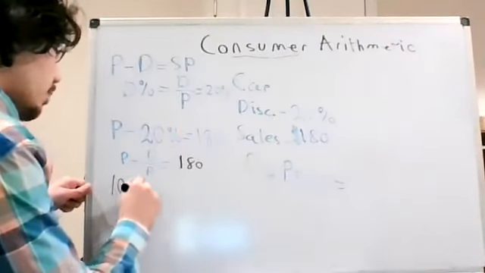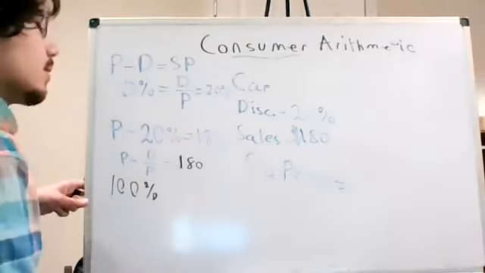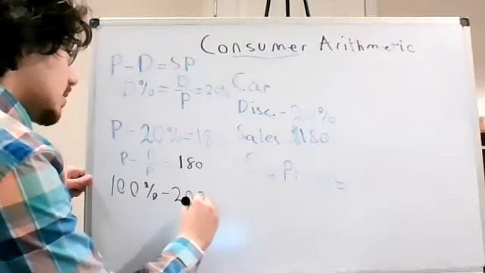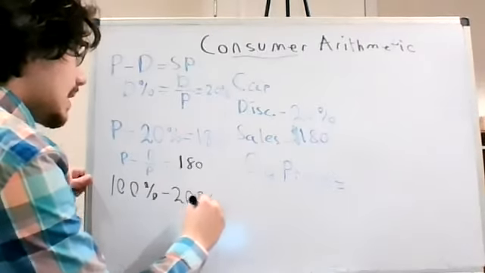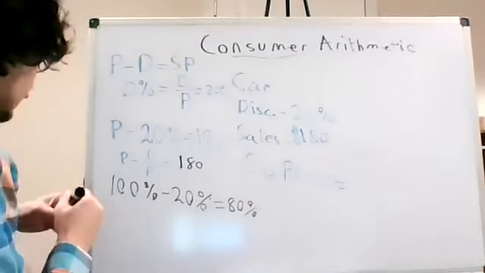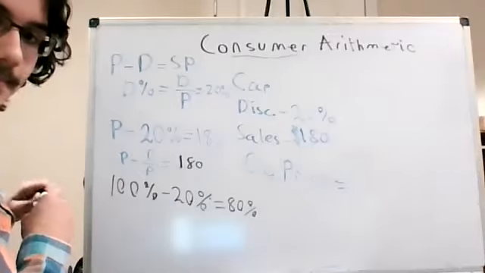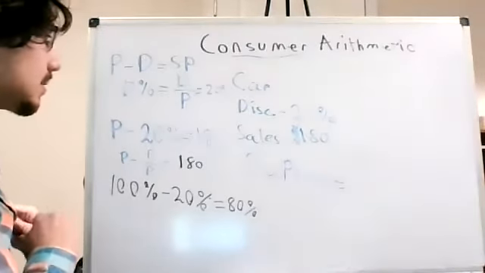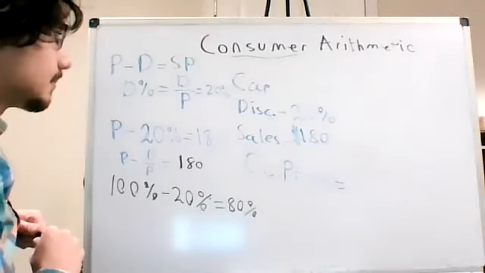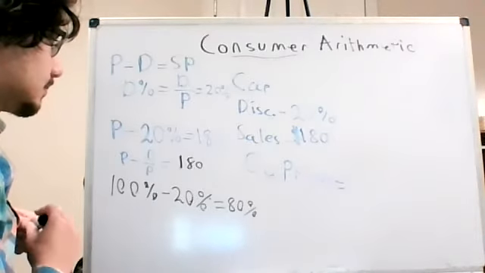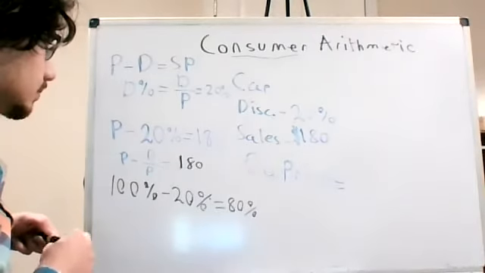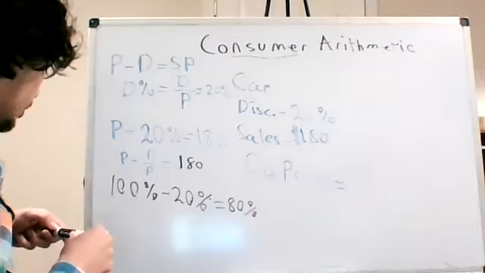So the original price starts at 100%. That's what it means to be the original price. The discount percent is taking off 20%. And we get 80% in the end. Sir, I think I know what to do now. Okay, can you tell us? As we got 80%, I think we have to find 80% of 180, and the answer we have to add it to 180. You're close.